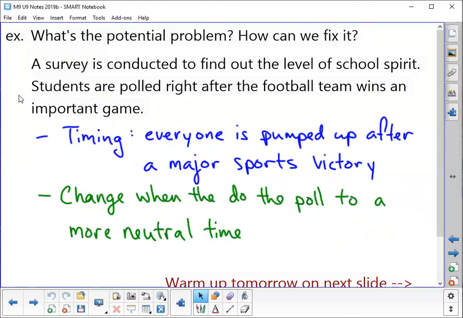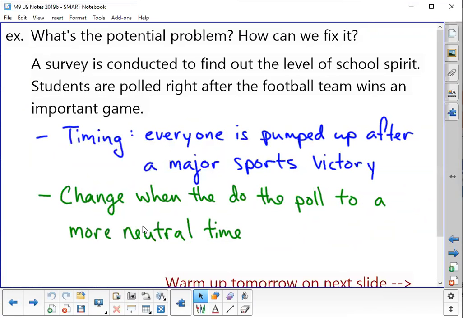All right, potential problem. How can we fix it? A survey is conducted to find out about the level of school spirit. Students are polled right after the football team wins an important game. And the issue with this one is timing. Everyone is super pumped after a major sports victory. So maybe change when you do the poll to a more neutral time.